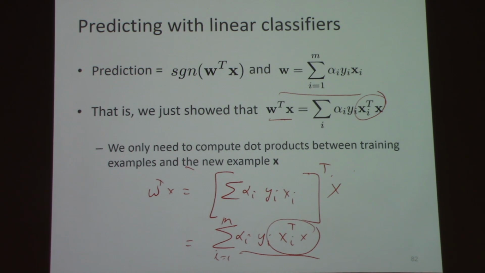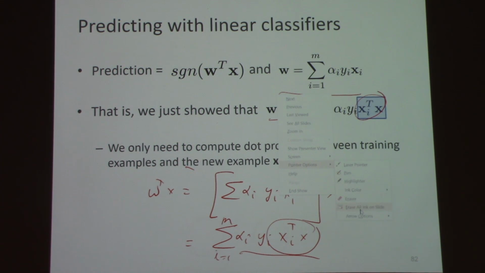This dot product between a training example and a new example. When a new example comes in, you compute its dot product with all the training examples, the Xi transpose X, and then you multiply by Yi and alpha i, and you add them up. So I could have done the prediction that way as well. Instead of remembering the weight vector, I'm going to now remember the entire training set and all the alphas. A new example comes in, I iterate over the training set. Mathematically equivalent, right? So let's think about this a little bit.